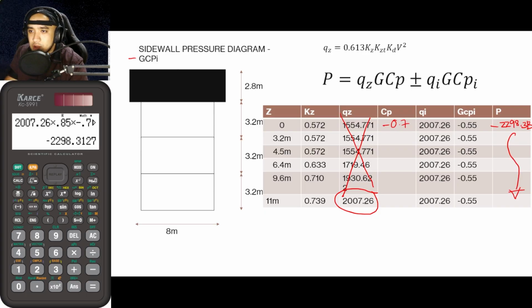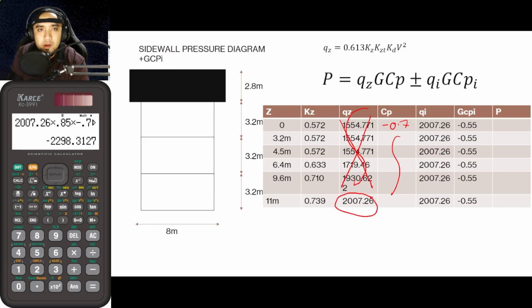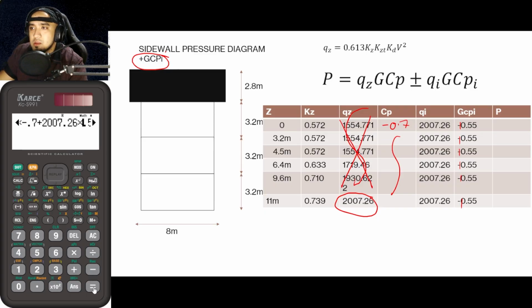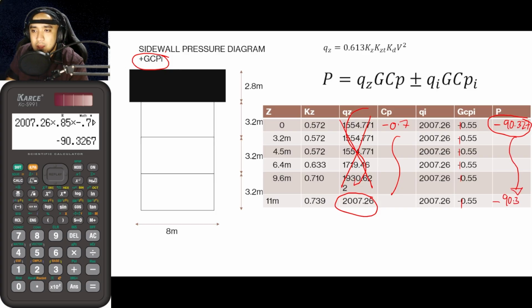Even if we argue about it here, the answers will all be the same as long as this would be the same. So as for the positive GCpi, the thing that you would do is just make this positive. Okay? So for that, just change this to a positive value. And from that, this would now be equal to negative 90.327. Okay? So again, this would be the same throughout. Even if we argue about it, they are all the same.